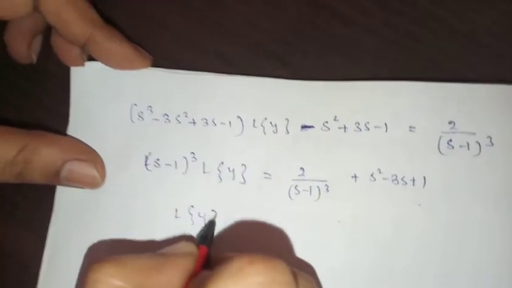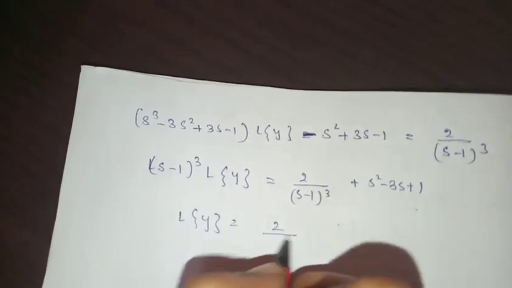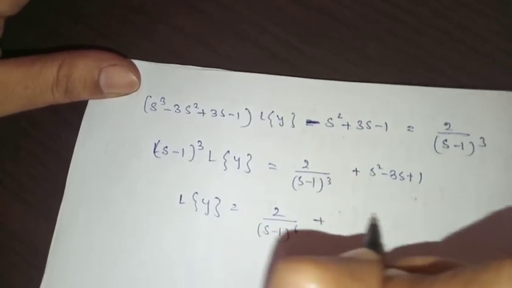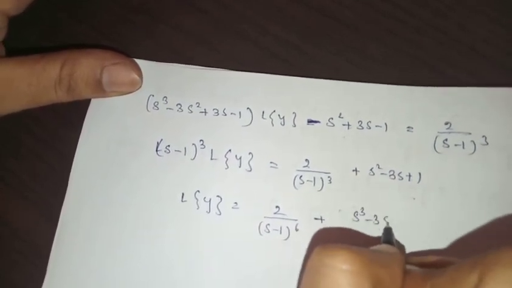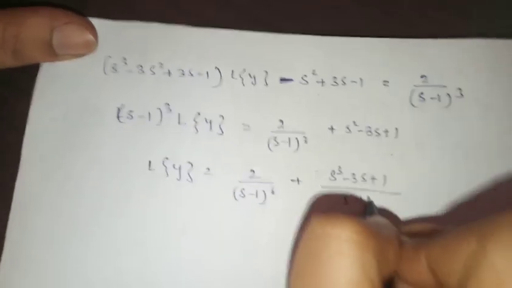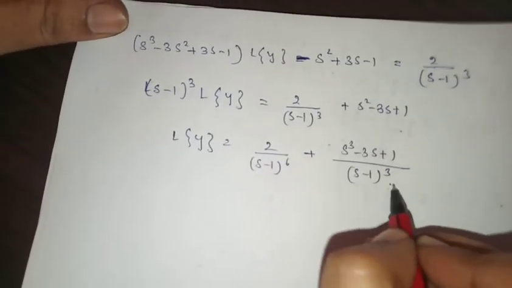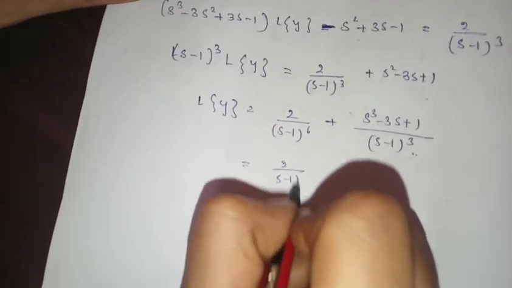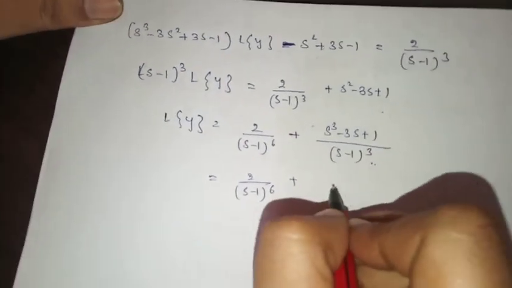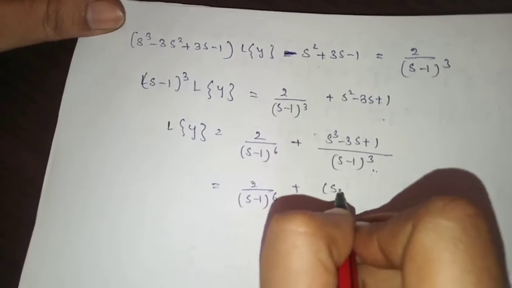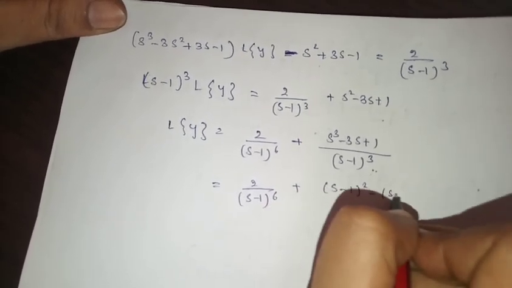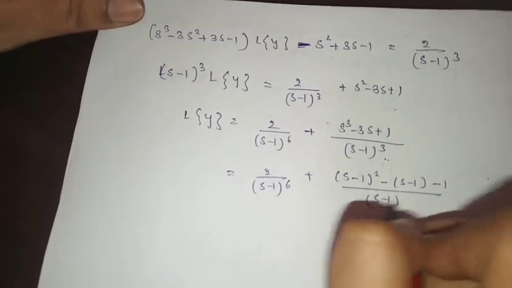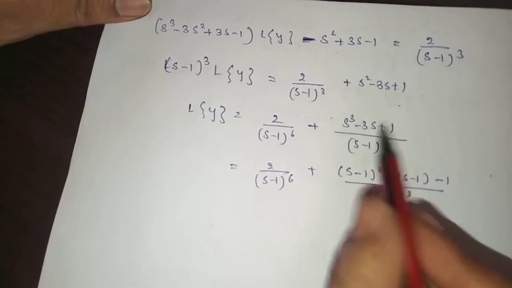So Laplace transform of y is 2 by s minus 1 whole to the power 6 plus s square minus 3s plus 1 by s minus 1 whole cube. If you want, you can go for partial fractions here, or you write this as 2 by s minus 1 to the power 6 plus, the numerator can be written as s minus 1 whole square minus of s minus 1 minus 1 by s minus 1 whole cube. So when you expand this, you get this answer.